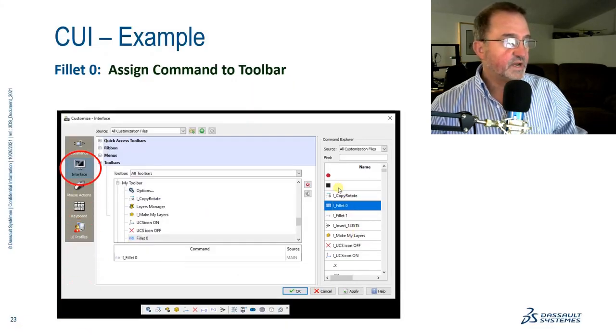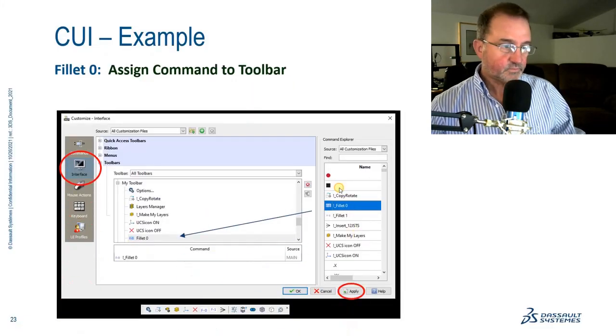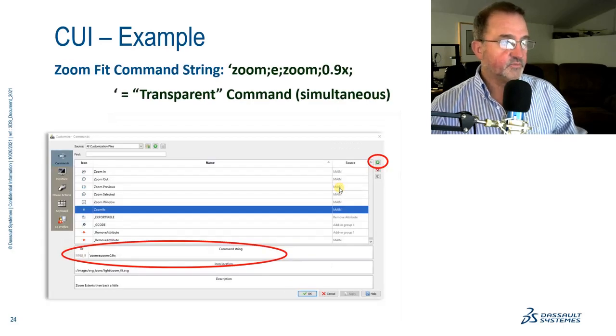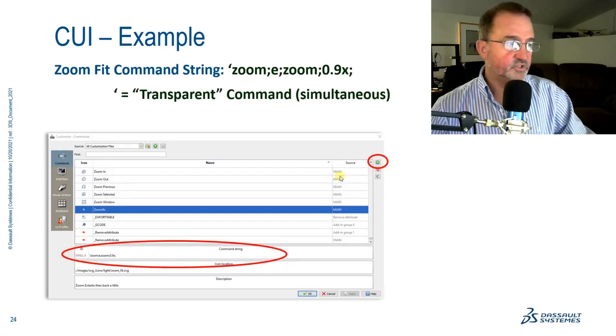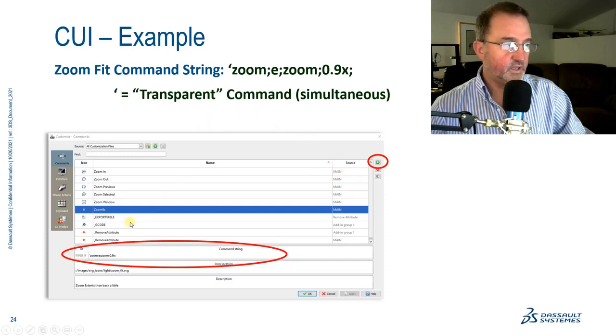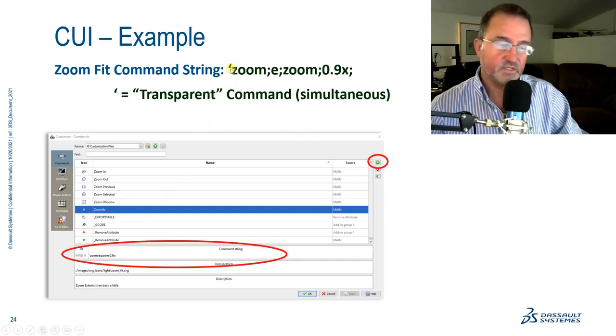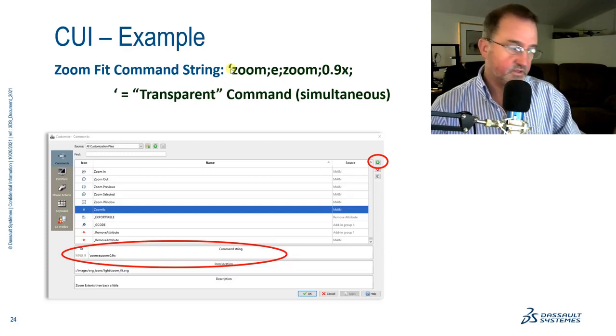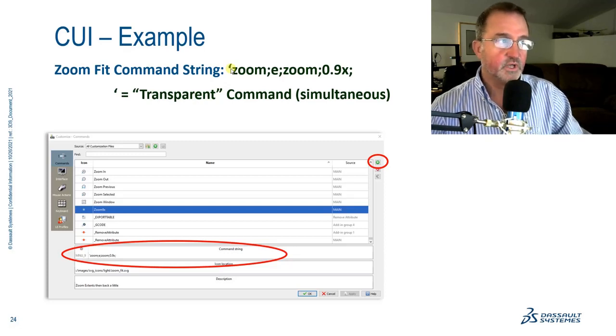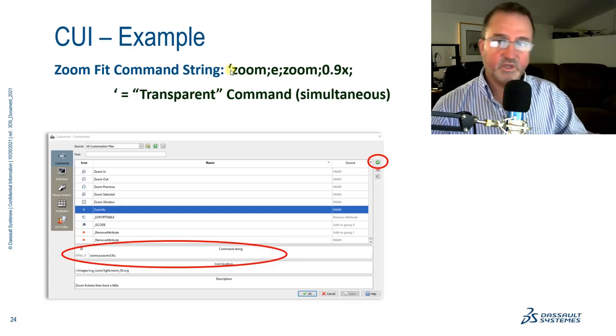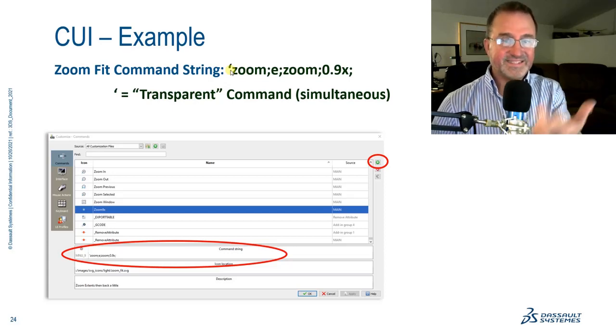So let's talk about some of the different types of commands that you might be able to use. Now, here's another example. In this case, instead of the ^C or the double escape or double cancel, I'm using an apostrophe. If we use an apostrophe before the command, it can be what's called a transparent command. That means you can run that command inside of another command.